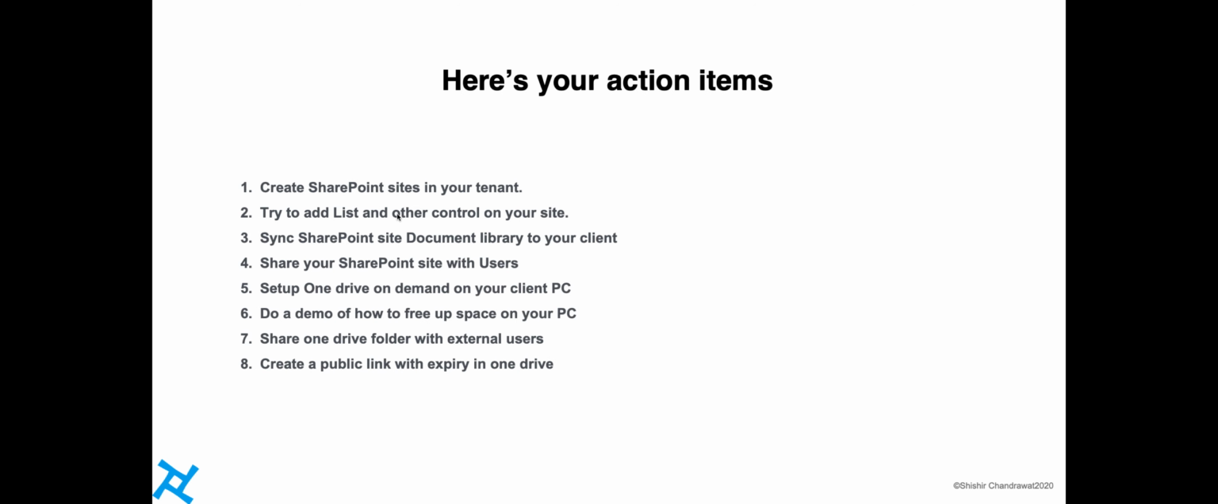So here's your action items. Create a SharePoint site in your tenant. Create it manually initially. Look into the various settings. Try to add a list. So there is something which is called a list in SharePoint site, which probably I didn't show you. I'll show it to you.